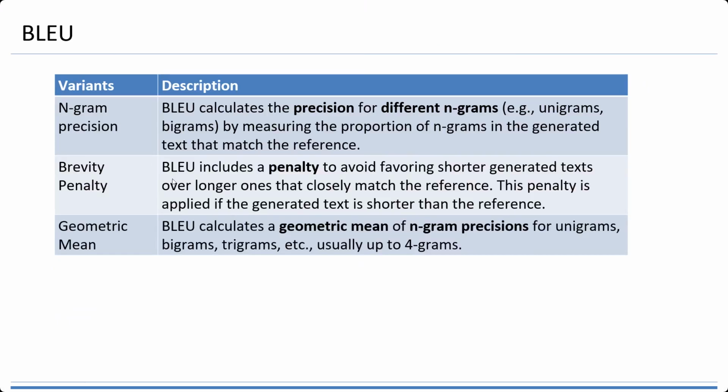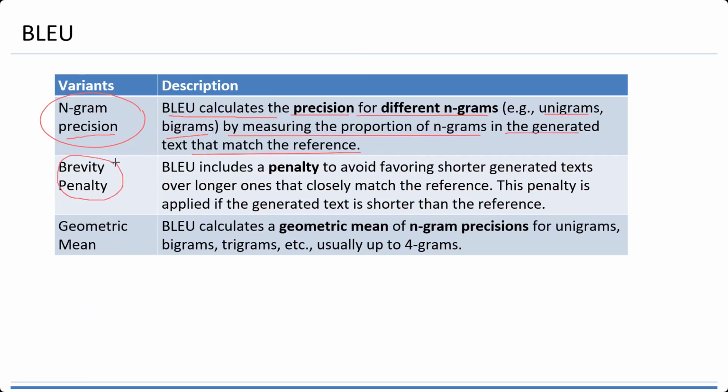So there are several variants of BLEU, and usually we will do those things at the same time. First, the n-gram precision. BLEU calculates the precision for different n-grams. You can use the unigram, you can use bigram, and so on, by measuring the proportion of n-grams in the generated text that match the reference. So the idea is similar to what we saw in the graph.